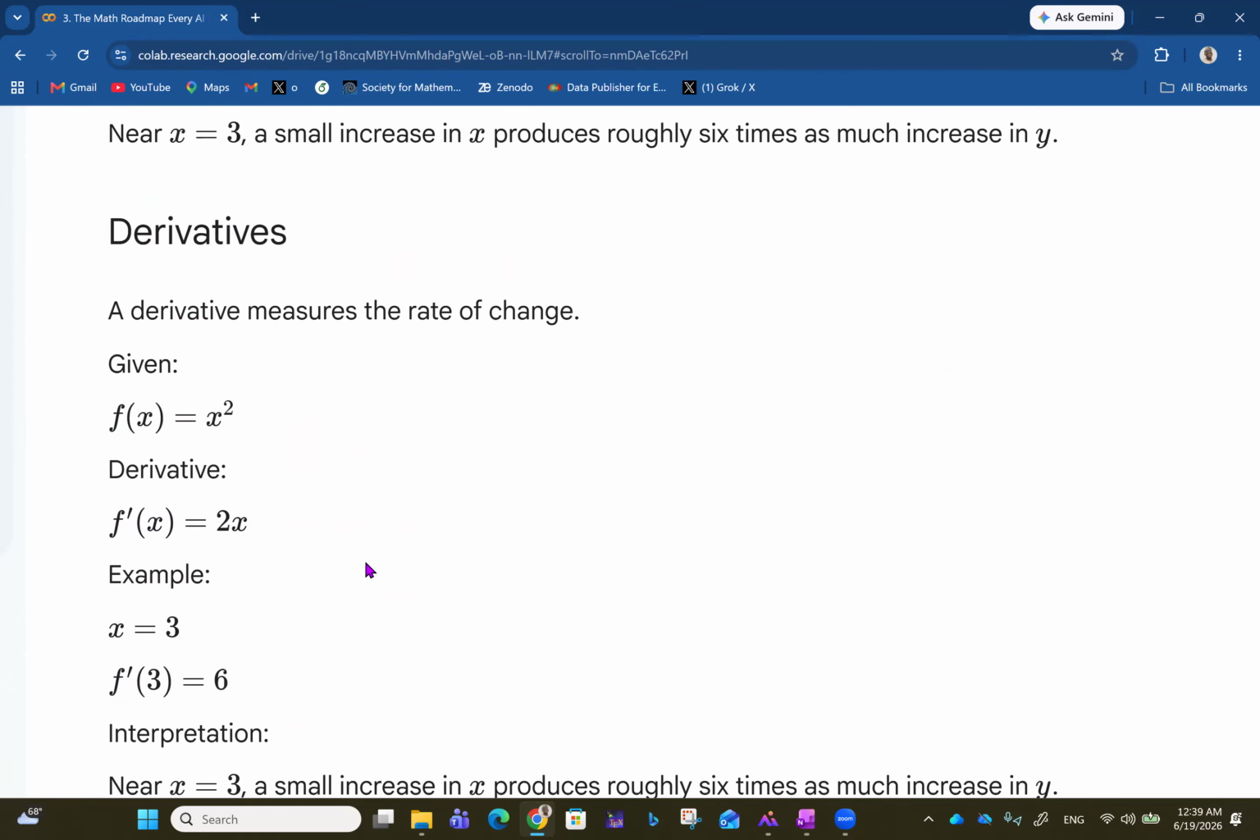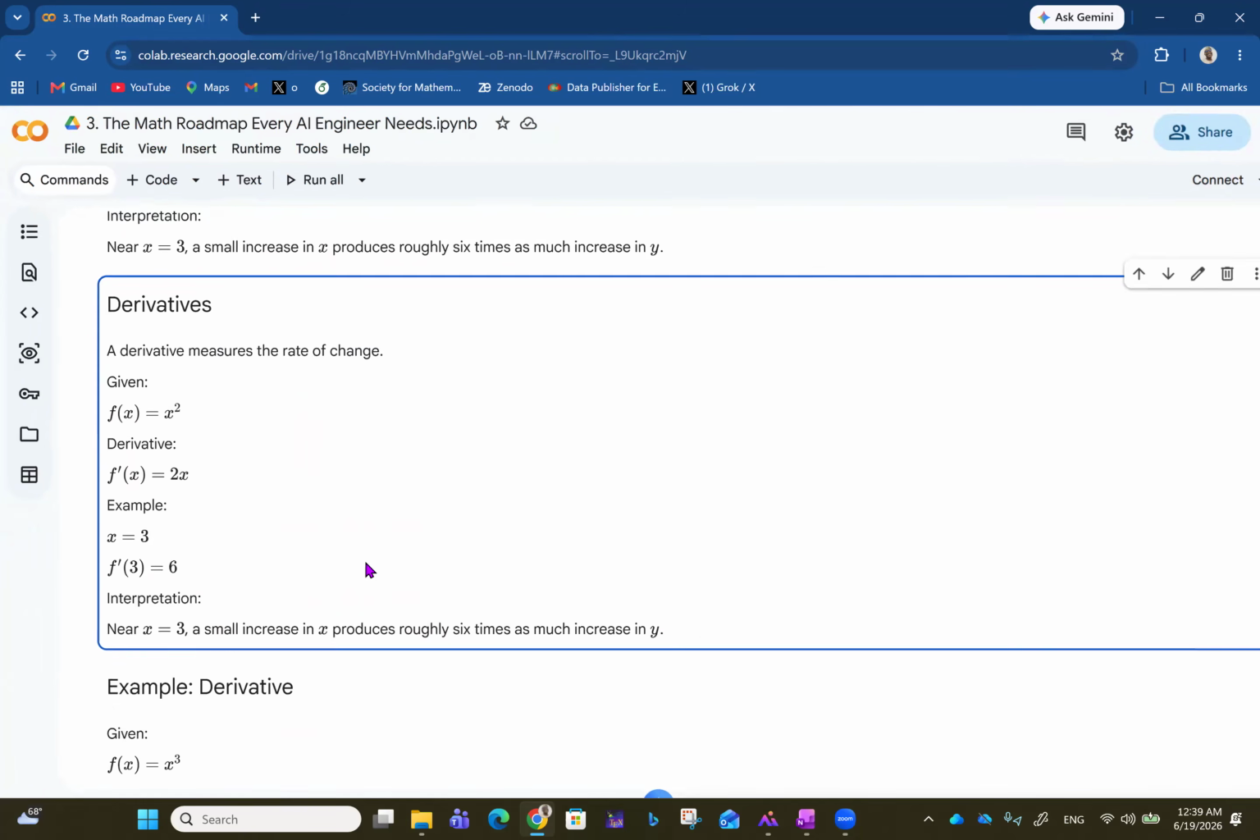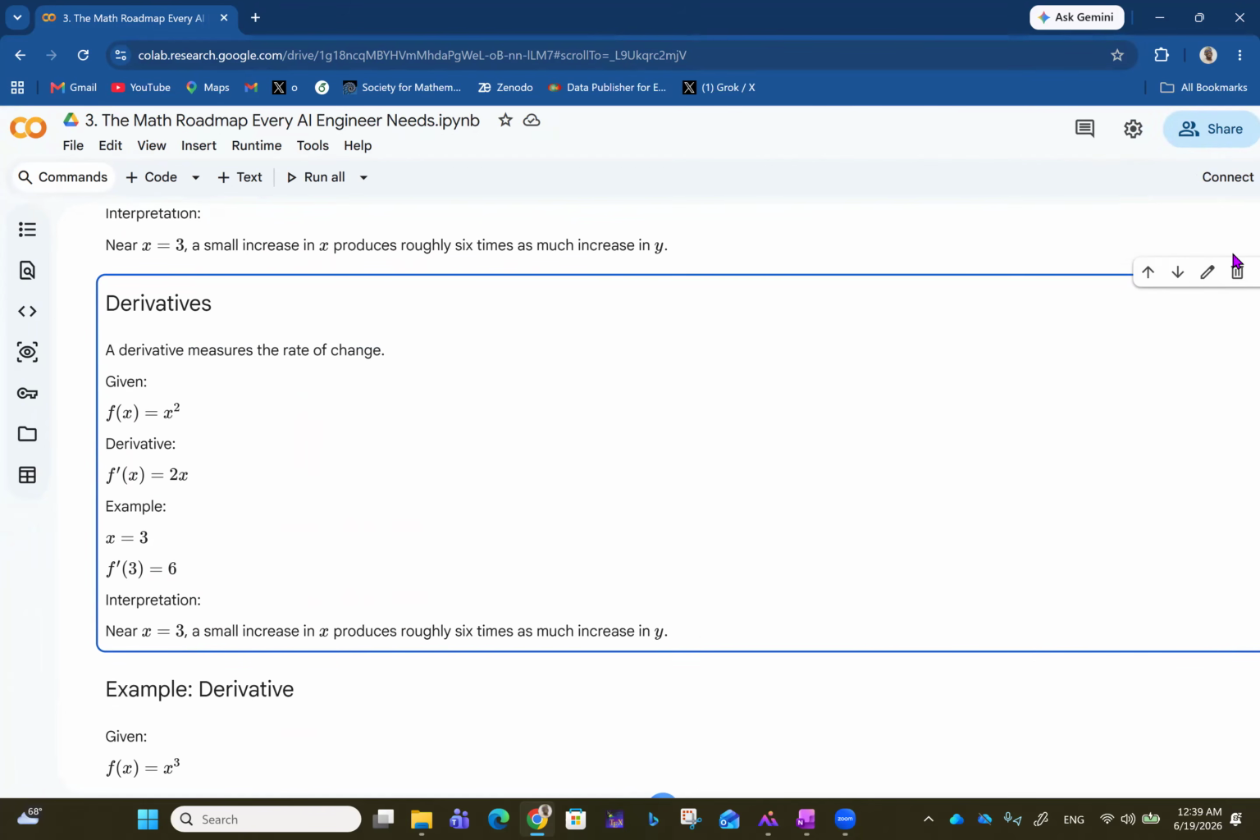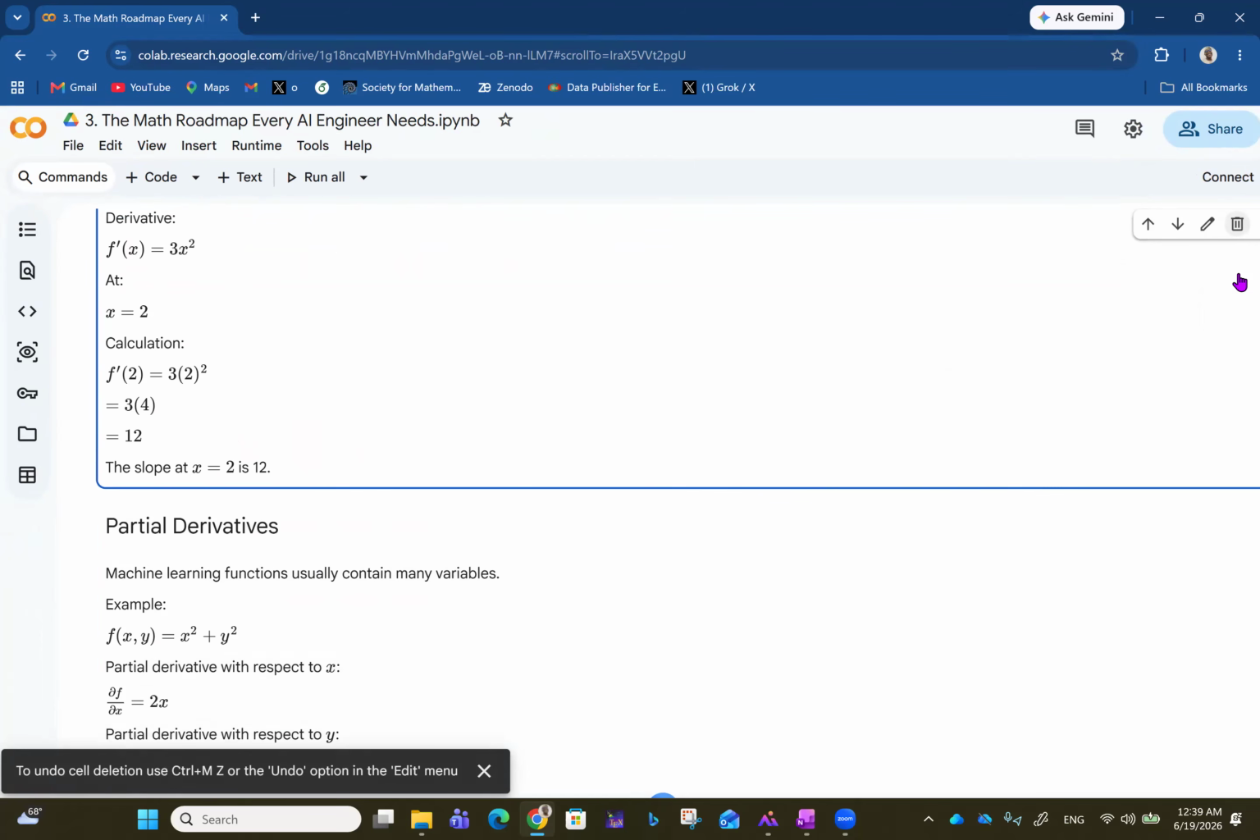I think I need to take out or maybe just even delete this because it's a repetition of the other one. Yeah, gone. All right.